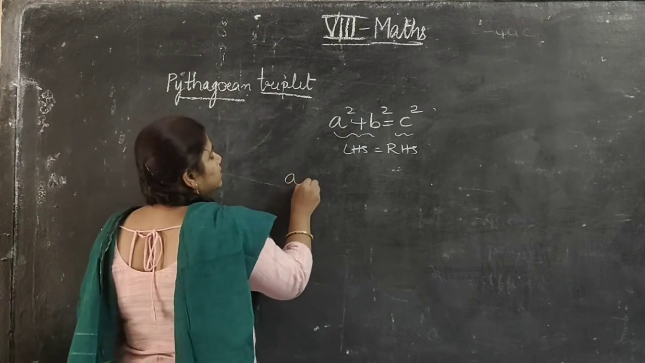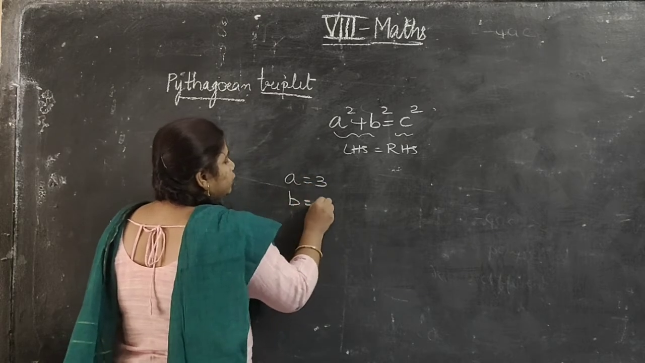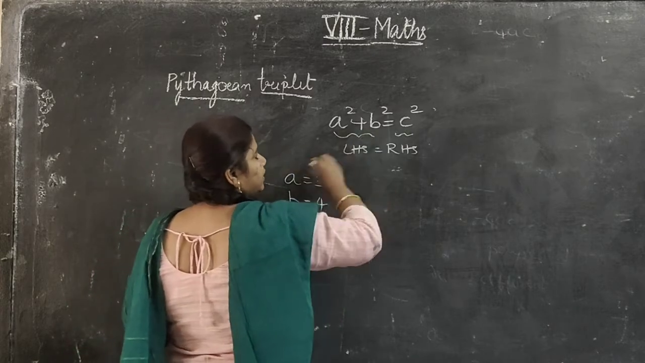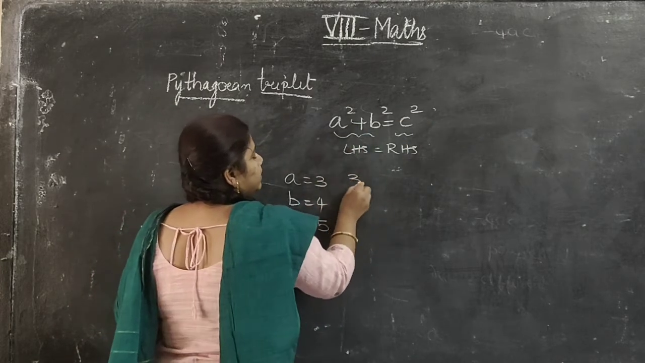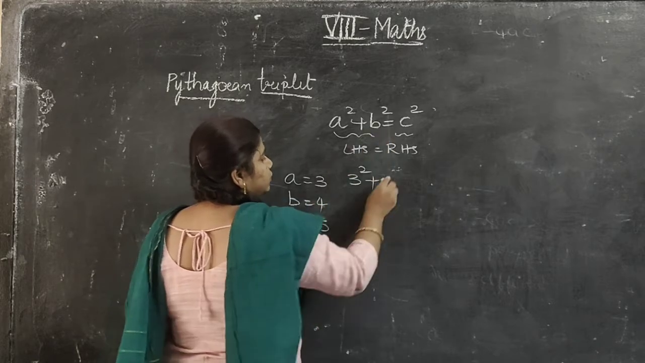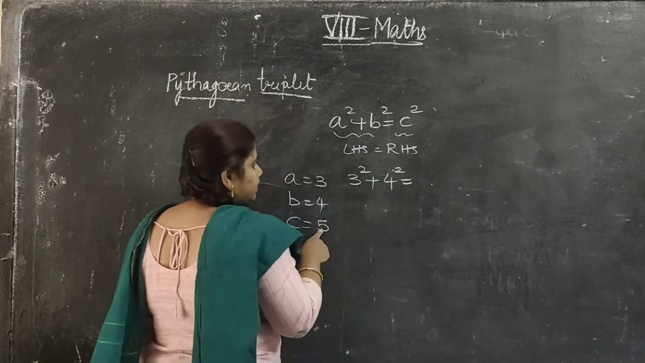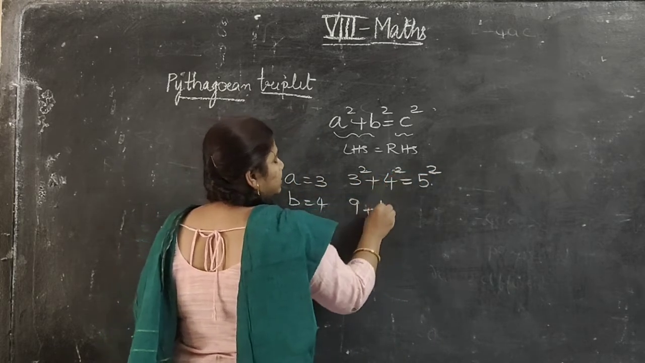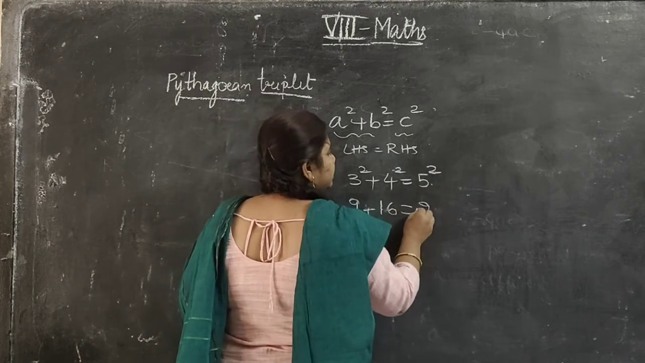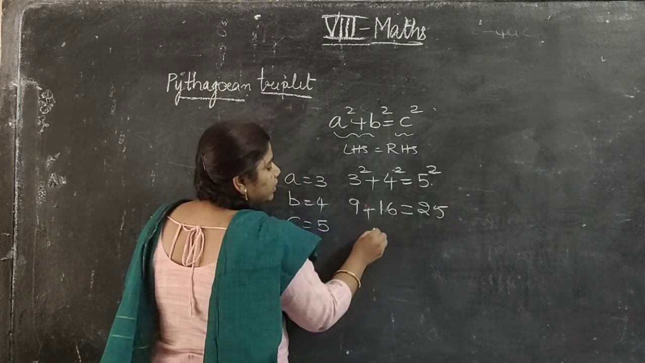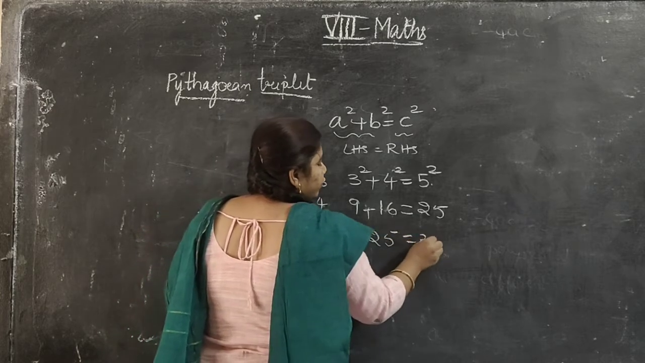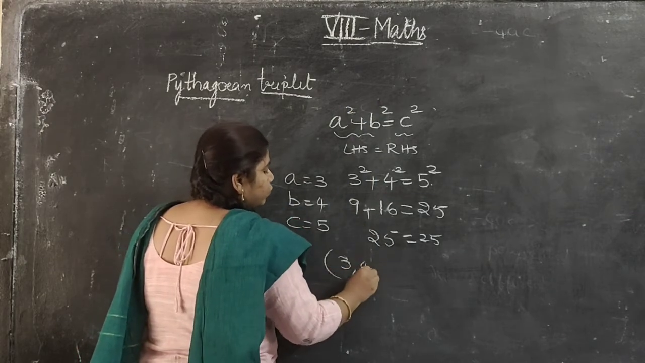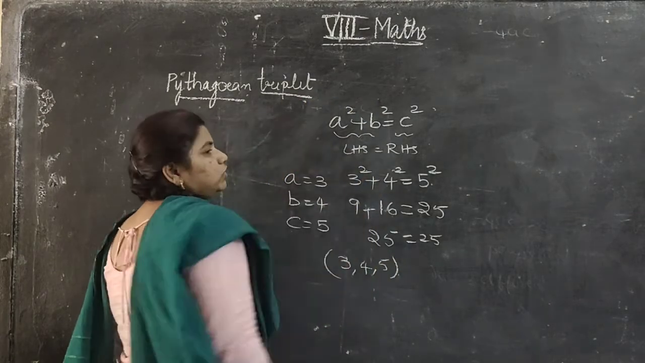Suppose I am taking the values a equals 3, b equals 4 and c equals 5. Substitute 3, 4, 5 in this equation. The a value is 3 square plus the b value, 4 square, is equal to the c value, 5 square. So 3 square is 9 plus 4 square is 16 is equal to 5 square is 25. So 9 plus 16 will be 25. 25 is equal to 25. That means this condition is satisfied.